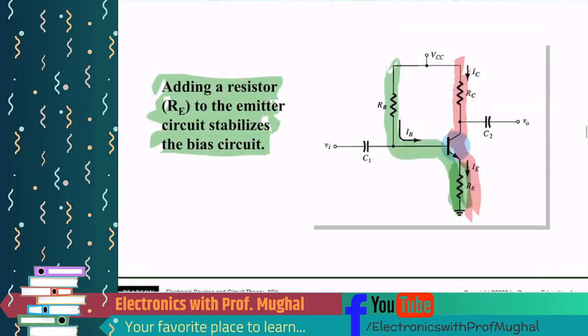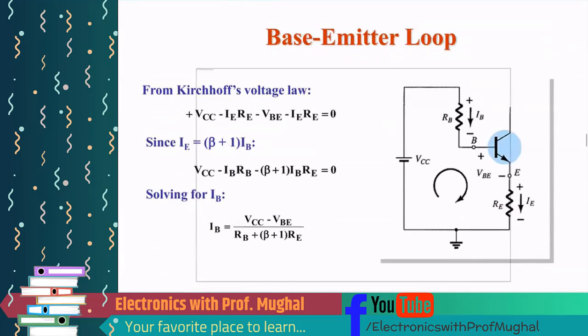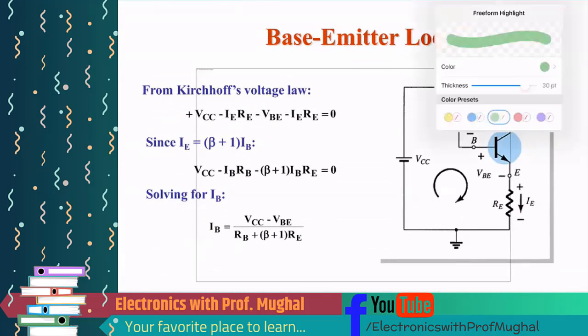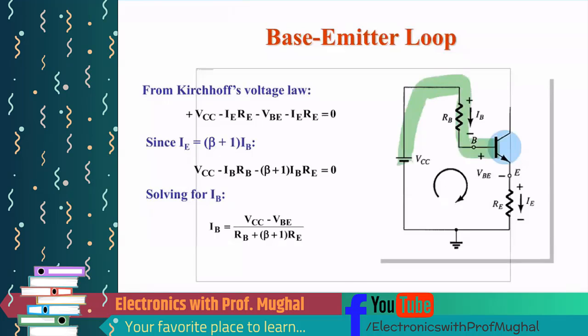So I'm going to focus on the green part first. I can redraw the green part like this. This is all the green part, the input loop, and I'm going to apply KVL here. I'm again starting off from here. VCC minus IB RB. So this will be IB RB, not RE.